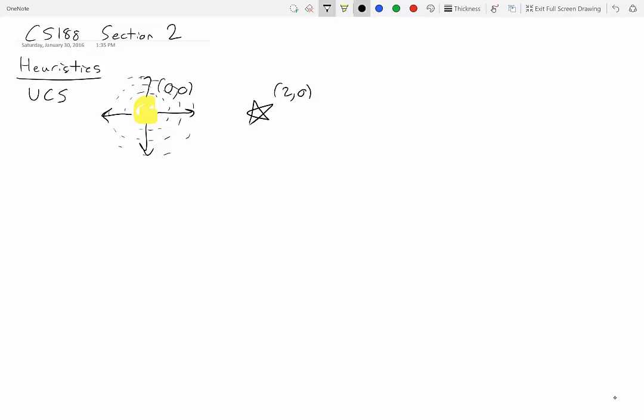So first, let's start with the definition. What is a heuristic? For us, we're going to call it an estimate of how close to the goal you are. If you've ever heard this phrase, it's kind of like a rule of thumb. If you haven't heard this, you can ignore that.